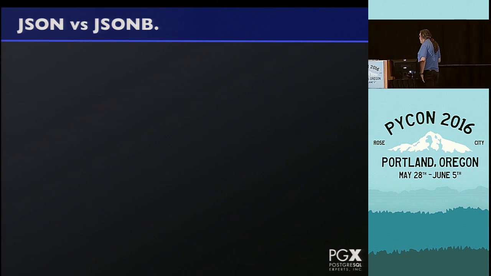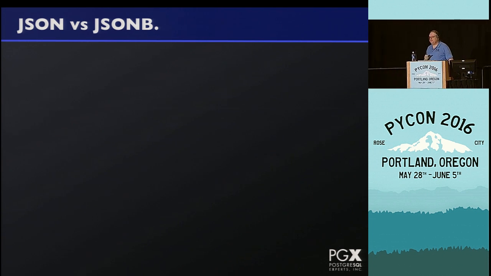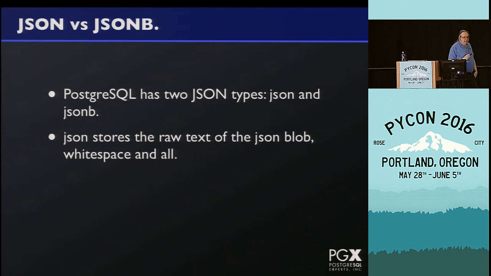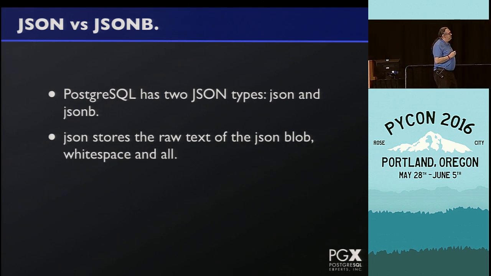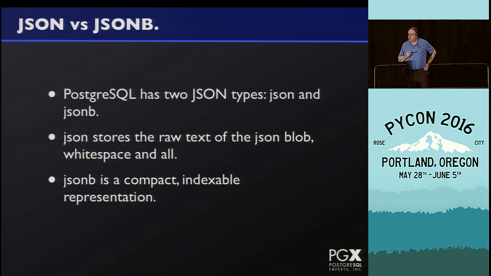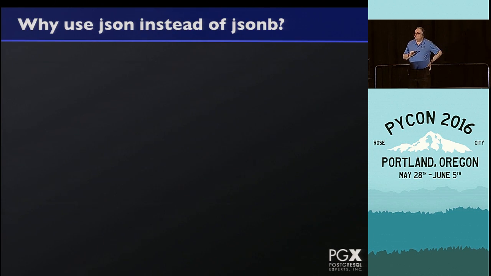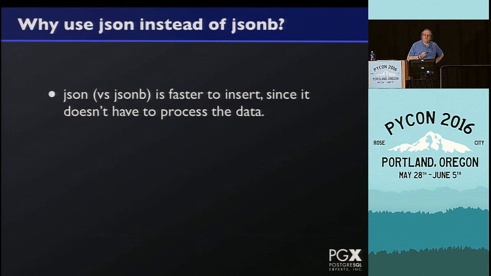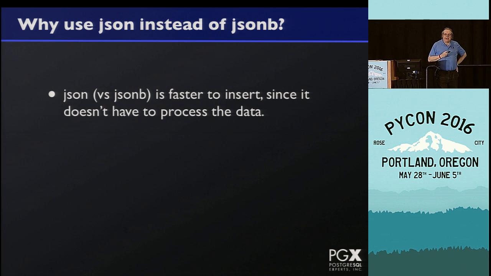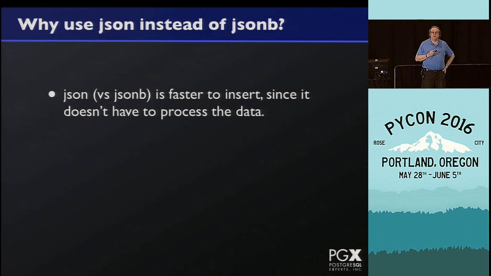Now, Postgres actually supports two different types of JSON field, JSON and JSONB. JSON supports the raw text of the blob, white space and all, while JSONB is a compact and indexable representation, sort of like BSON, only much better. So why would you ever use this JSON type? It's faster to insert because it doesn't have to compress the data, unless you have a really pathological JSON blob with tons and tons of white space.